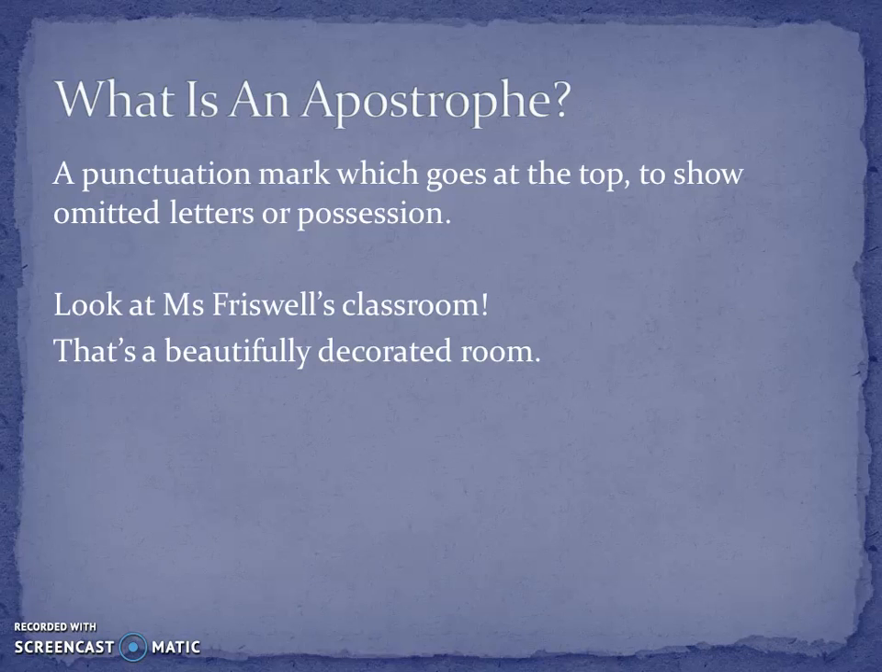So here are two correctly used apostrophes. Look at Miss Friswell's classroom. Miss Friswell owns the classroom. So we've put an apostrophe here to show that we haven't gone to the census and found everyone called Miss Friswell, and there's not lots of Miss Friswells. It's not a plural, it's just the one that we know, and we're talking about the classroom which she owns. So we've put an S apostrophe there.